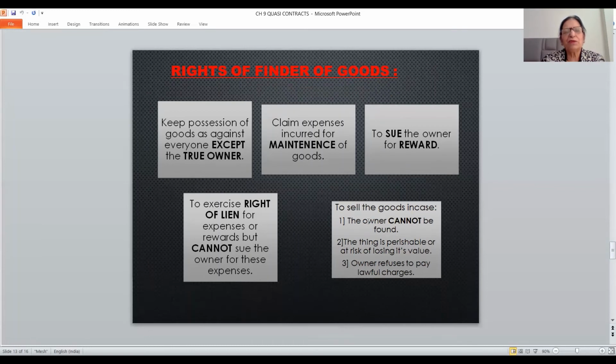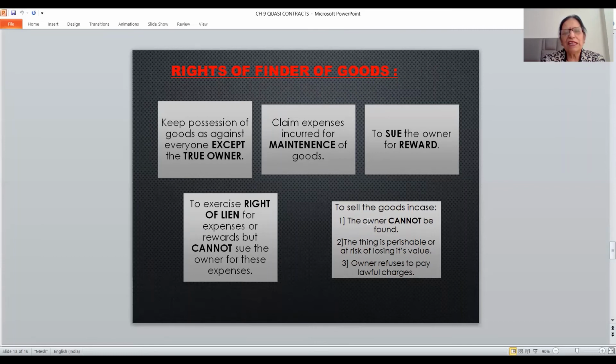He has a right to retain the goods. Say he has found the goods, and the goods were not in working condition. So he incurred certain expenses to put the items in working condition. And now the real owner becomes traceable. Then it becomes his duty.